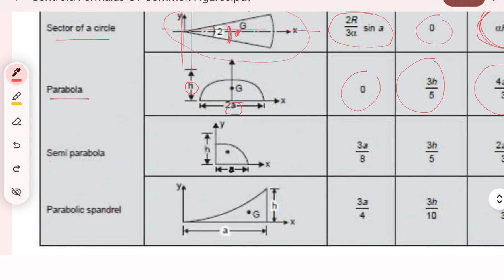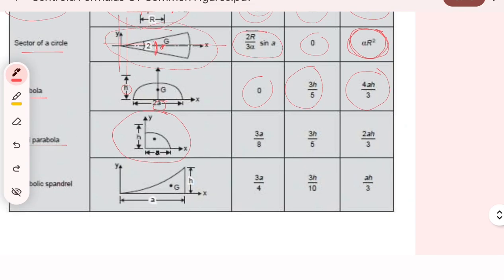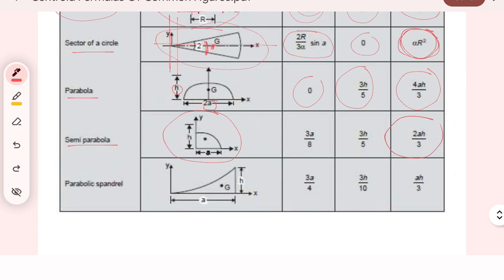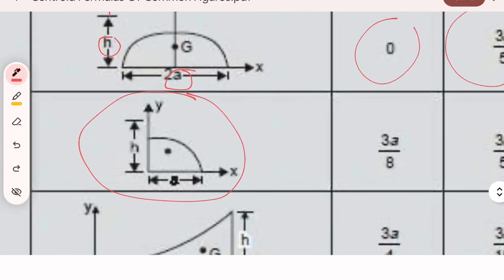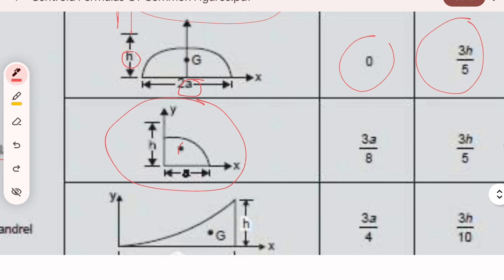What about if it is a semi-parabola like this one? Or simply half of a parabola. So that would be the area of a semi-parabola. And so this is the centroid over here. The location of the centroid along the x and along the y are these values here: 3a over 8 and 3h over 5. So just remember how you can solve them.